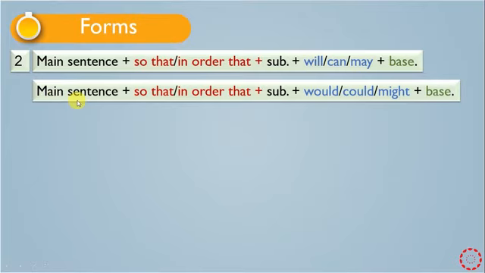In the main sentence, as we said at the beginning, and then we have so that, in order that, and then we have subject. We change will, can, and may to would, could, might, and then we have the base form of the verb. Look at this example.